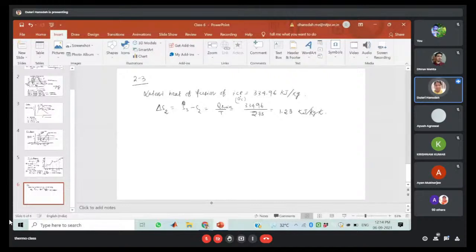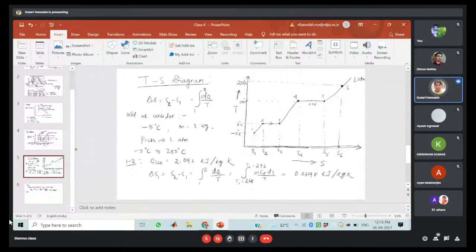Okay, so now consider the process 3 to 4. So what is 3 to 4? 3 to 4 means in this case we are increasing the temperature from 0 degree Celsius to 100 degree Celsius, but the condition of the pure substance is liquid only, but there will be an increase in the entropy. Increase in the entropy means that in this case your entropy will increase from 3 to 4. Okay, so here use the same formula.